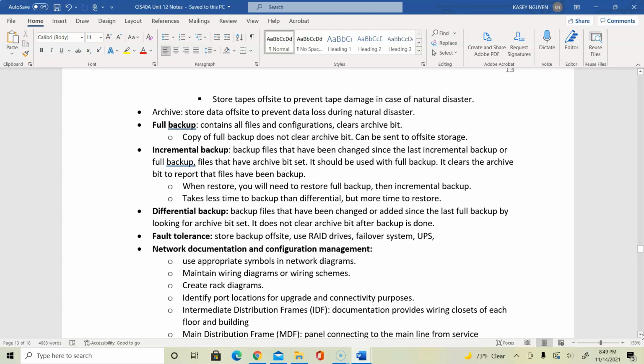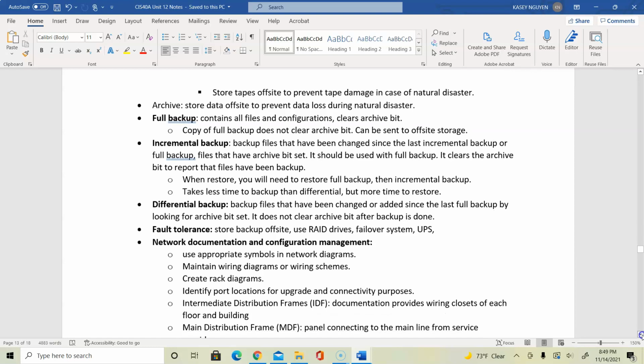So backup will give us fault tolerance in the case where our data is corrupted or damaged, we would be able to retrieve the data. Now, the backup needs to be either stored offsite via cloud on a server that is somewhere else, or using RAID drives, which would then be sent to an offsite location. We can also implement RAID drives, failover system, backup power supply, your uninterrupted power supply, your UPS.